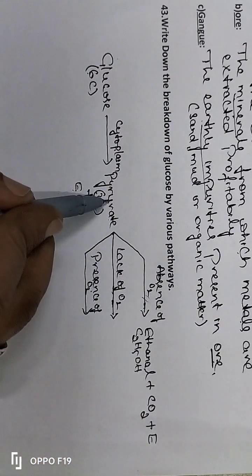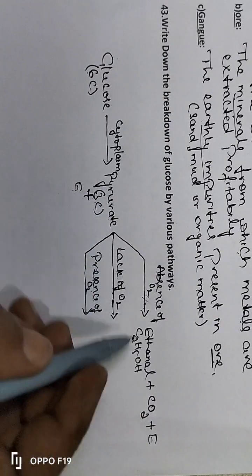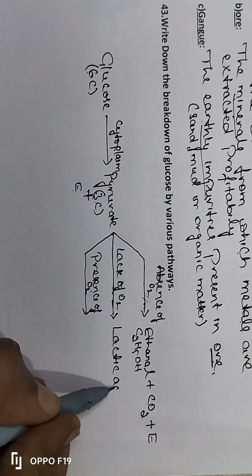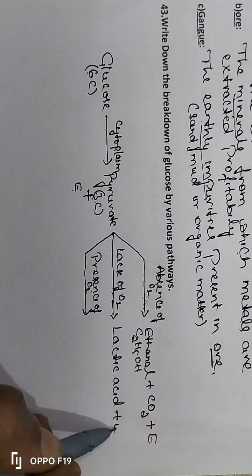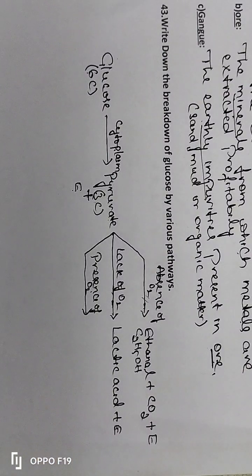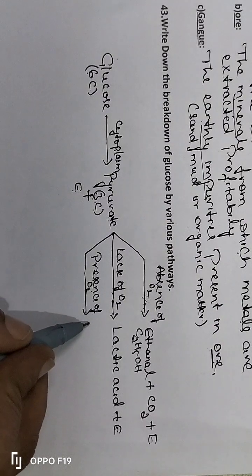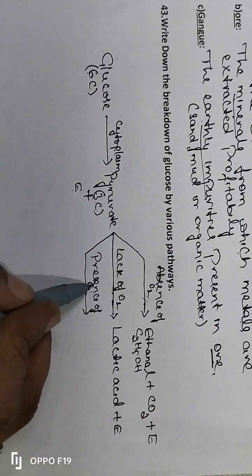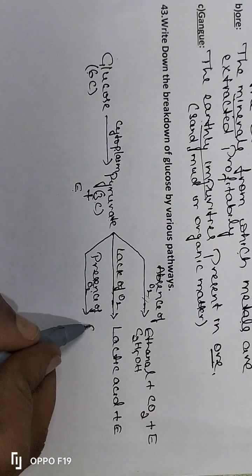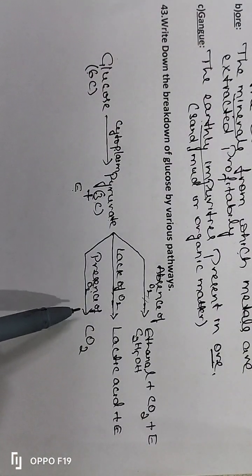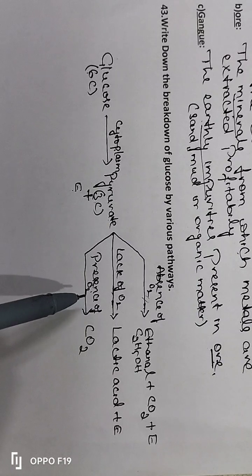Pyruvate in lack of oxygen is converted into lactic acid plus energy, again a small amount of energy. Pyruvate in presence of oxygen is converted into, so this is what I am writing now, this takes place in each cell of our body.